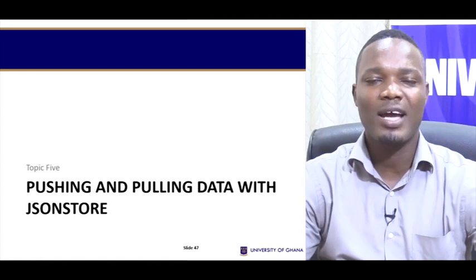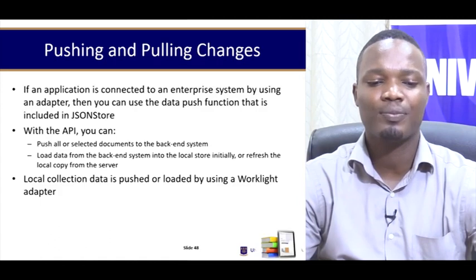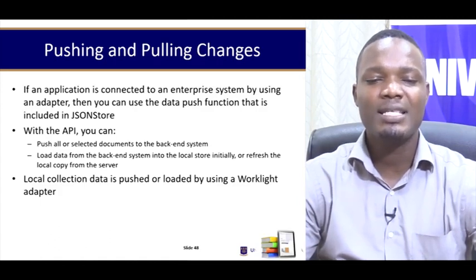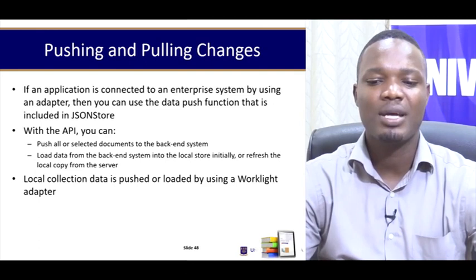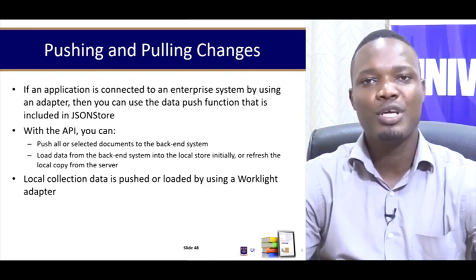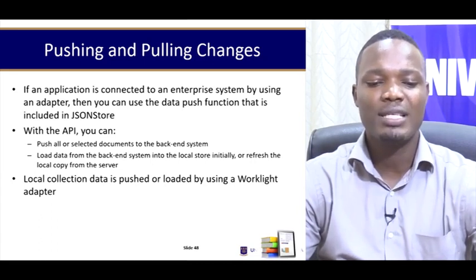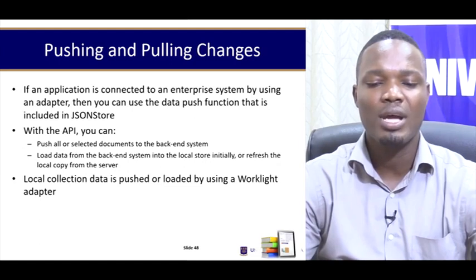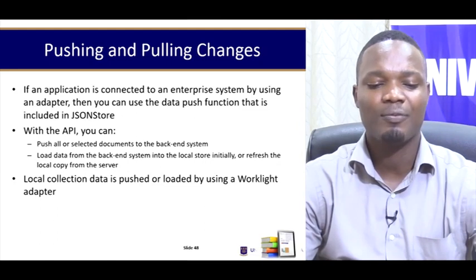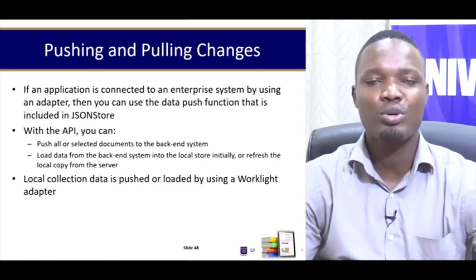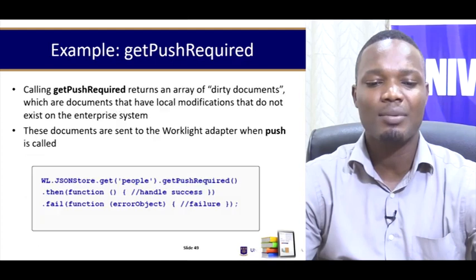We now move on to our final topic for today, which is pushing and pulling data with JSONStore. If an application is connected to an enterprise system by using an adapter, then we'll be able to push and pull data. Now with the API, you can push all or selected documents to the back-end system. You can also load data from the back-end system into the local store initially or refresh the local copy from the server. Local collection data is pushed or loaded by using a Worklight adapter.